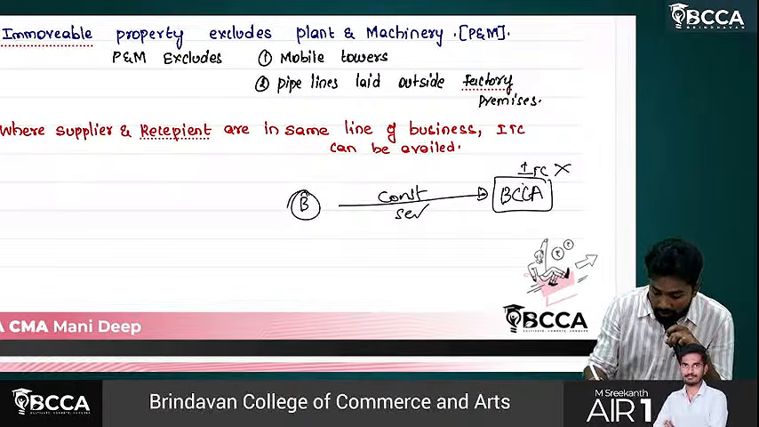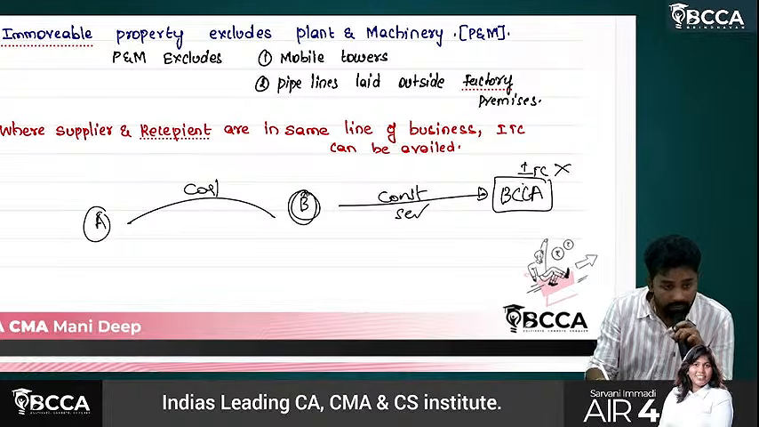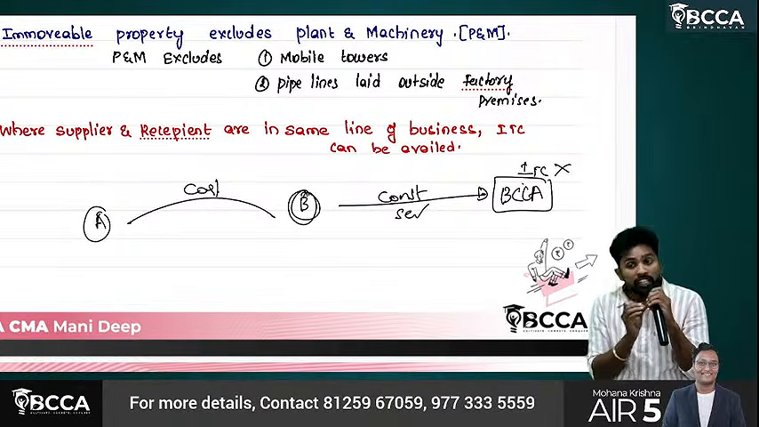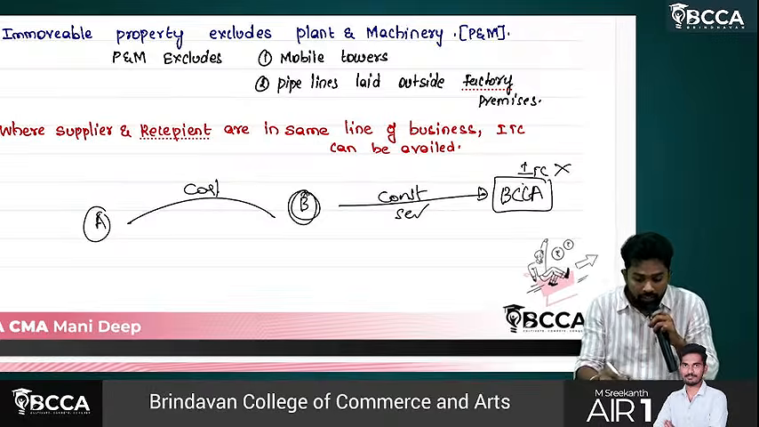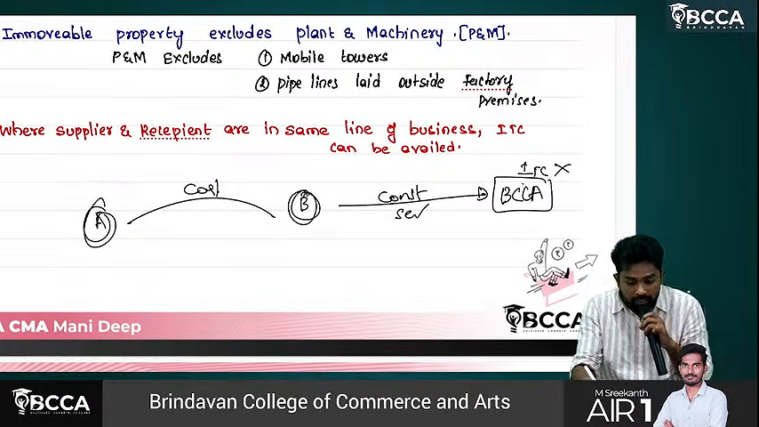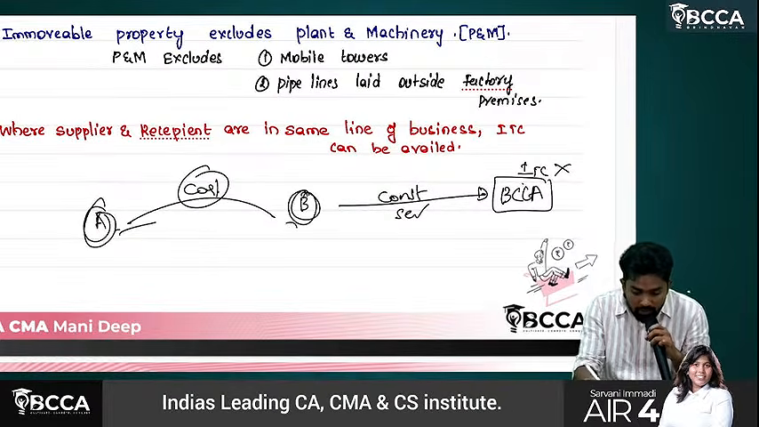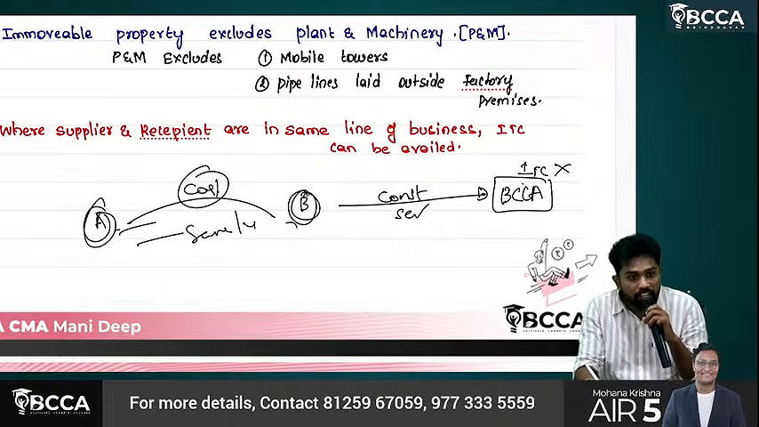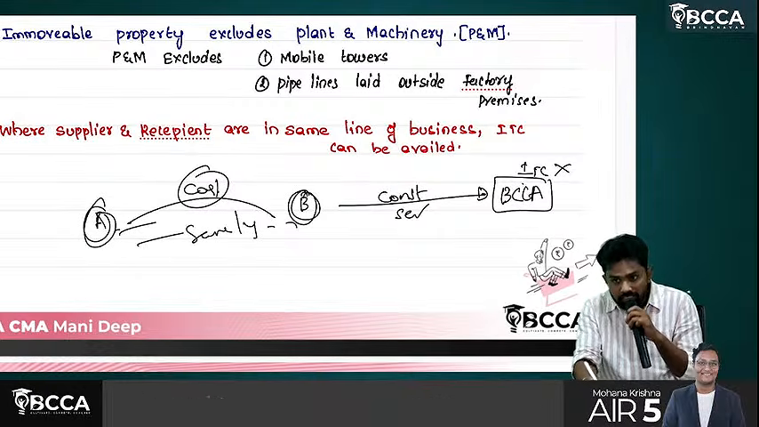But actually, sir, A is providing the construction service. I mean, B is not actually constructing. He outsourced it to A. That means A is providing to whom? B. Okay. Now both these two persons are under what? Same line of business. Both are in the construction sector only.